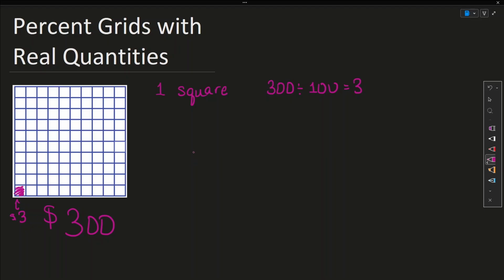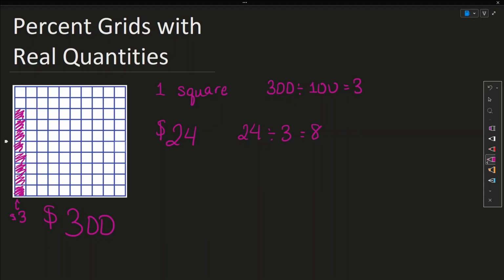Now, suppose we want to represent $24. Each square is $3, so we ask 24 divided by 3 gives us 8. So in order to represent $24, we need to shade 8 of these squares. And that'll represent $24, which is going to be 8% of 300.